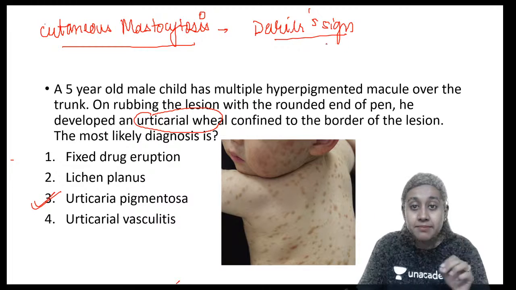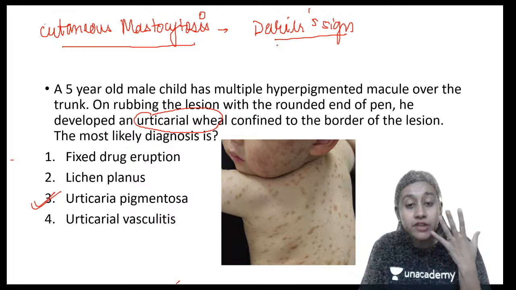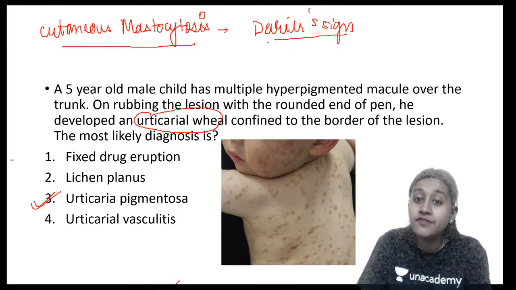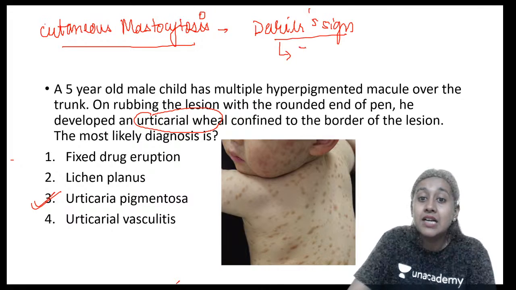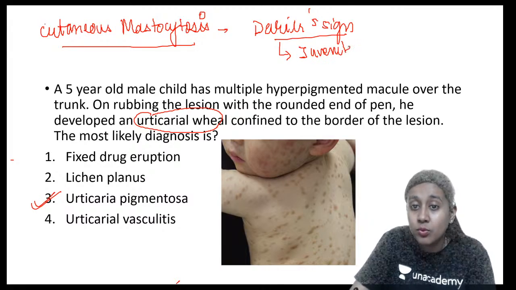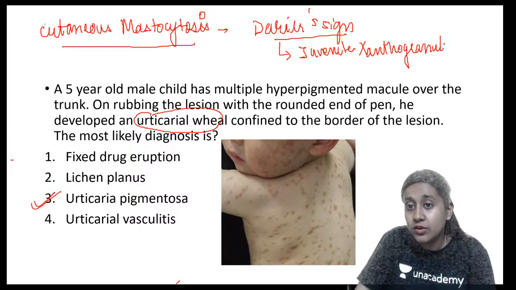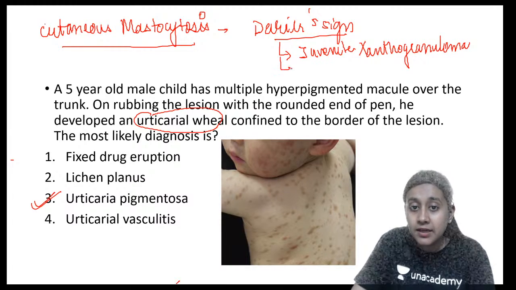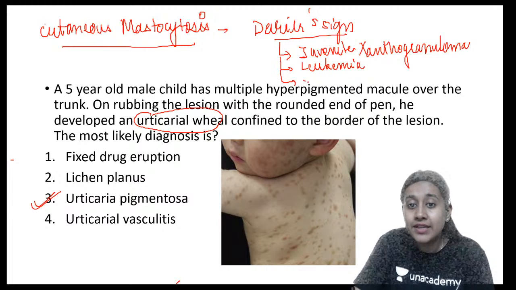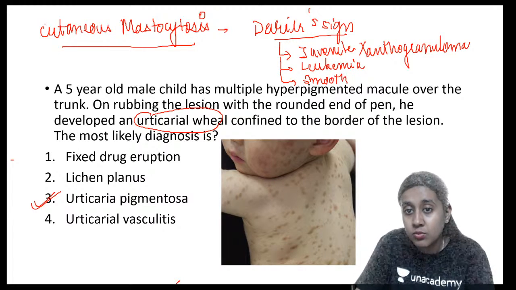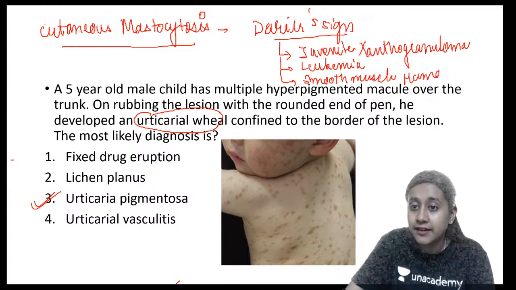Now please remember, Darier's sign is not specific to urticaria pigmentosa. We do have other dermatological disorders which present with Darier's sign. And what are those disorders? These are juvenile xanthogranuloma, even leukemia and lymphoma, and the last one is smooth muscle hamartoma. In these conditions also you will see the presence of Darier's sign.